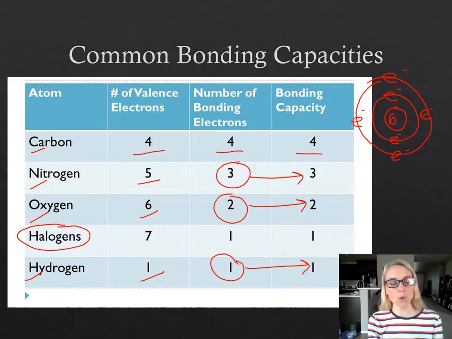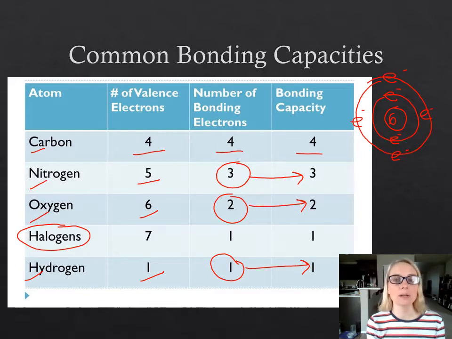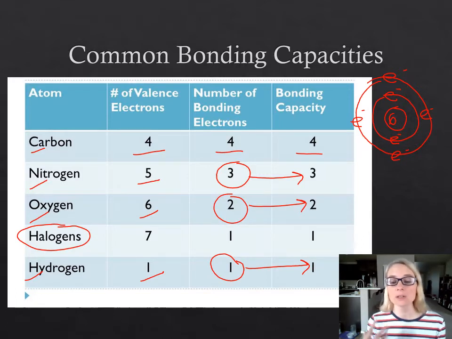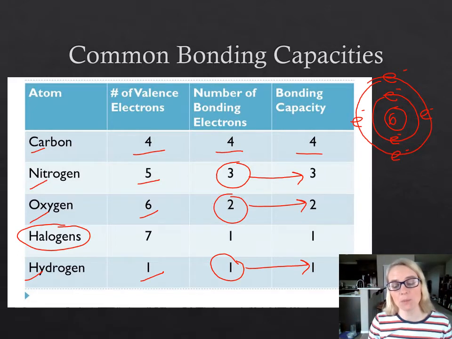So hydrogen can only make 1 covalent bond. Oxygen can make 2 single bonds or 1 double bond. Nitrogen can make 3 single bonds, a single and a double, or 1 triple bond. And then carbon can make a wide variety. It can make 4 single bonds, 2 double bonds, or 1 single and 1 triple. Whatever the combination is, it has 4 potential bonding capacities. That is what makes carbon so versatile in its ability to make a wide variety of organic molecules.